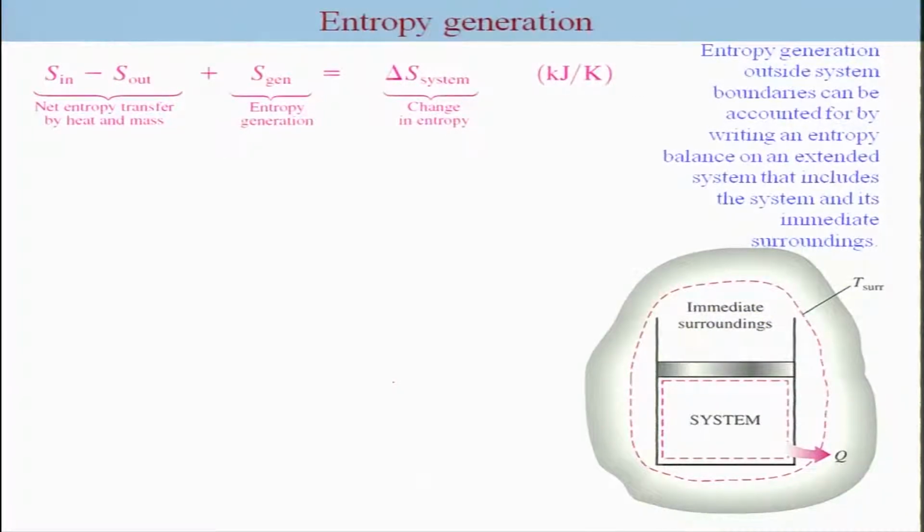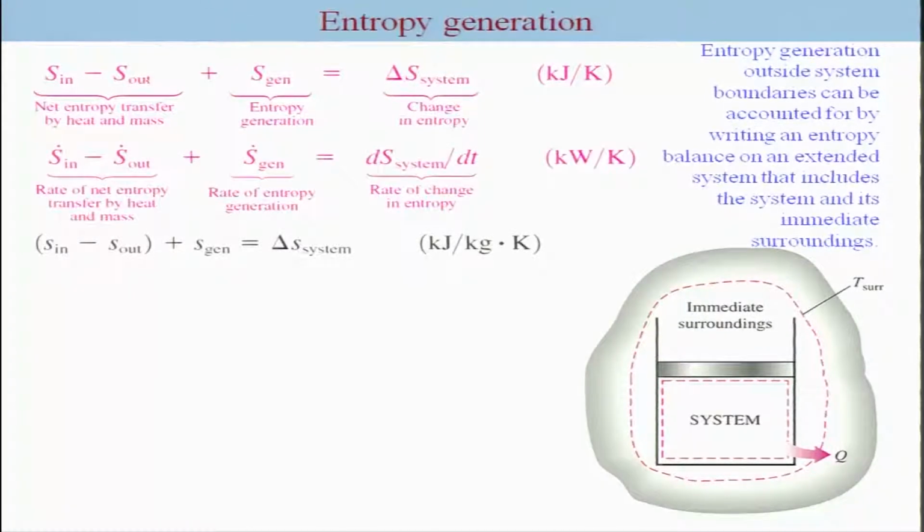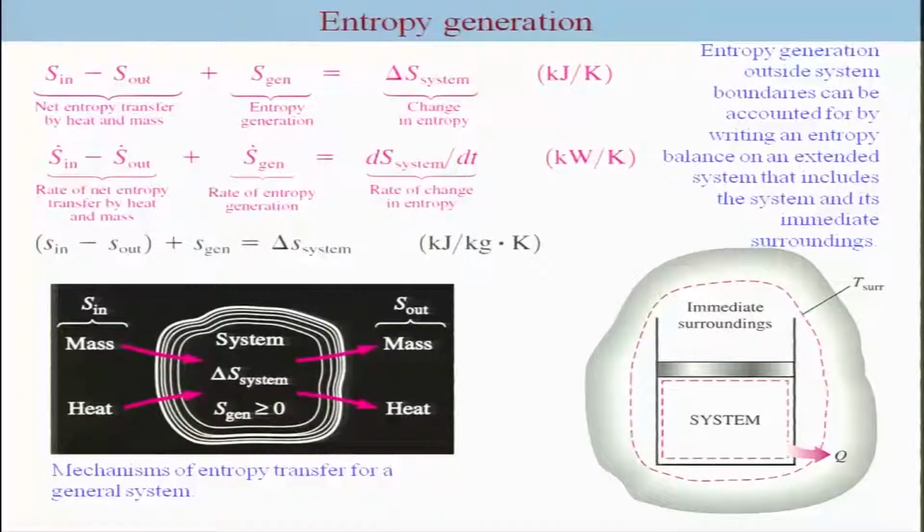Okay, so let me get back to the entropy balance here. As I said, S in minus S out plus S generation is equal to delta S system. S in minus S out is due to the entropy transfer by heat and mass. This can be written in rate form, and this is what we have written earlier. So, in summary, S in is due to mass and heat, S out is due to mass and heat again, and delta S system, the change, is due to S in minus S out plus the S generation.